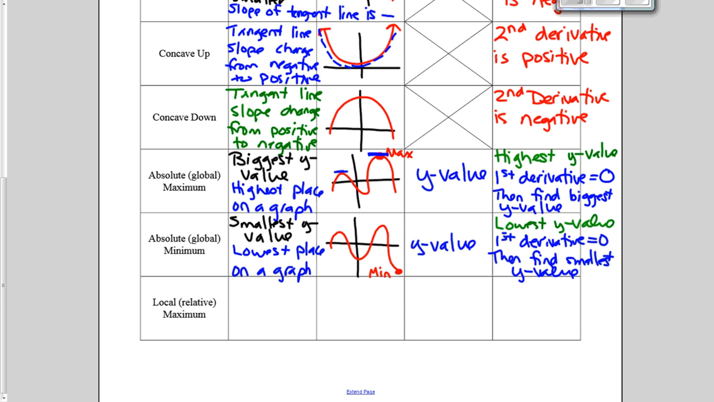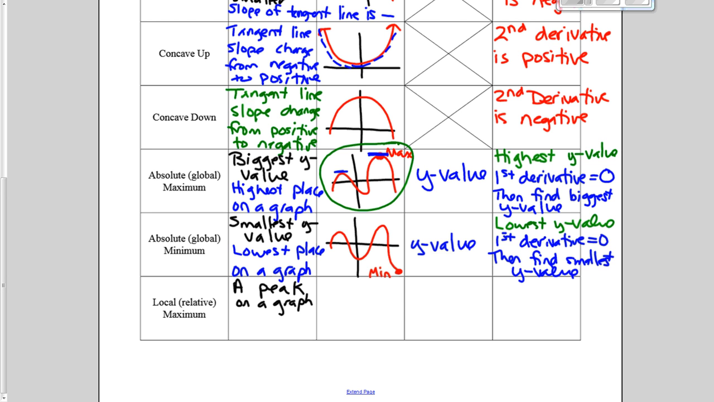Next is the local or relative maximum. And again, I can say a local maximum or I can say relative maximum. Those words are interchangeable. So the local maximum is any high point. When you go back to the absolute global max, I've circled it in green, you see I have two tangent lines at the peaks in my graph. So the local or relative maximum is going to be any one of those peaks. I don't know how you want to say that, but I would just say it's a peak on a graph.